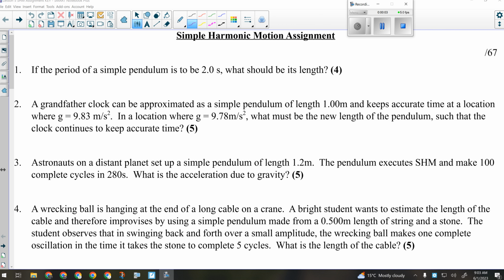Right, so we are looking at the simple harmonic motion assignment. This is going to cover everything from period is 1 over frequency to T equals 2 pi times the square root of L over g for a pendulum, T equals 2 pi times the square root of m over k for a mass on a spring. There's going to be some Hooke's law, some conservation of energy. That's it. That's what's in there. It's about 4 days' worth of material in this assignment.